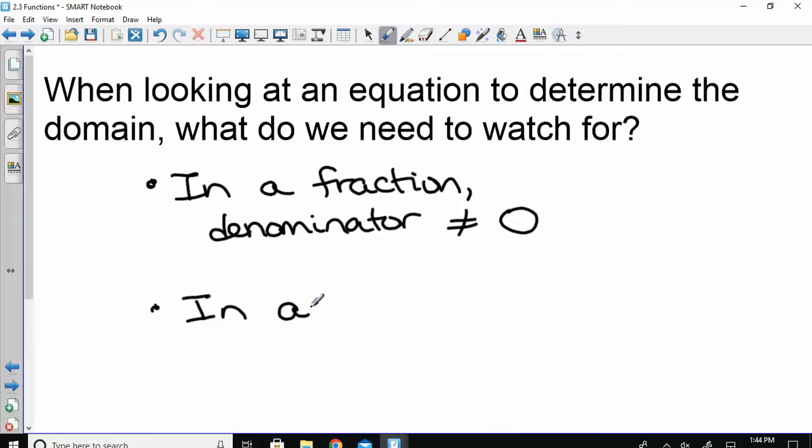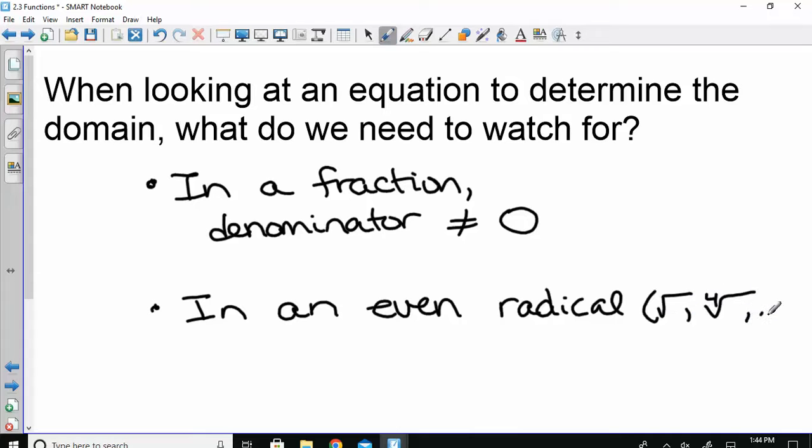The second thing is in an even radical. So that's like a square root, fourth root, so on. The radicand, that means the thing under the radical, has to be greater than or equal to 0. You can't do the square root of a negative. What do you get when you have that? Imaginary. In terms of graphing, we can't graph imaginary numbers, so we'll just be looking for real numbers here. So those are the two domain rules we need to watch out for.